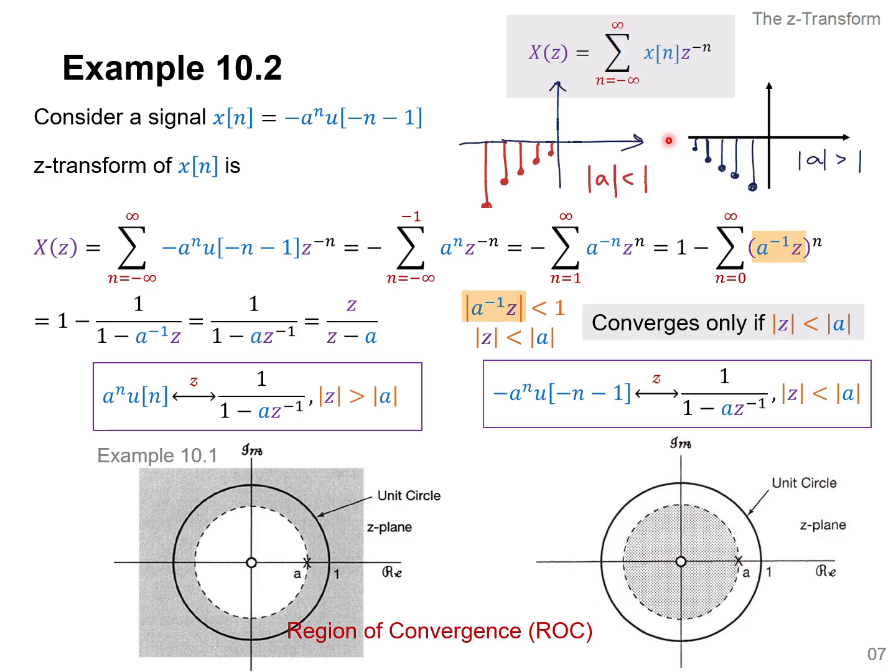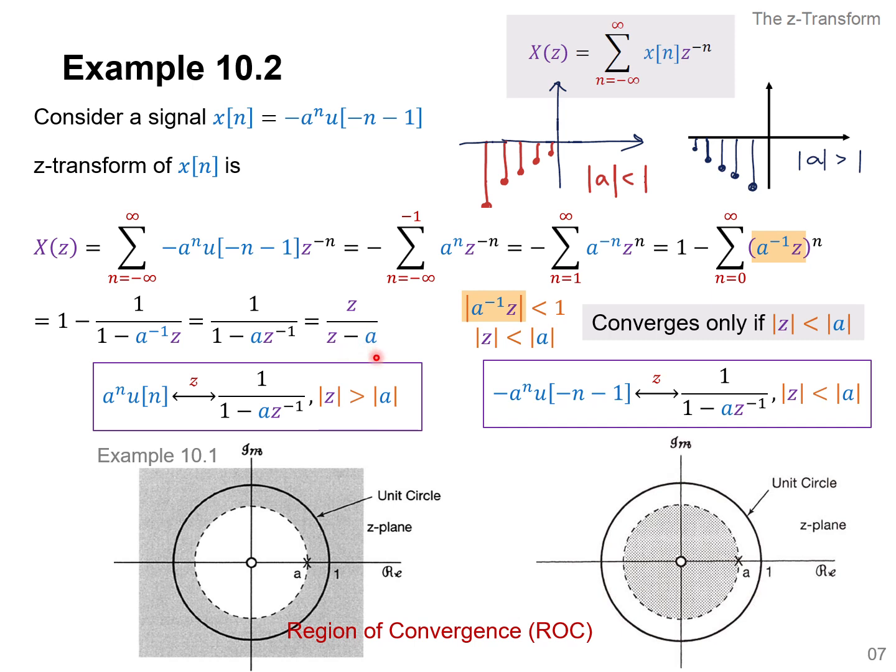We use the formula for the z transform. We change the interval of summation. We use the formula for the first term and the ratio of a geometric series. So the result is this. X of z equals z over z minus a.